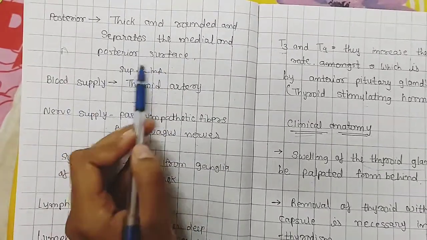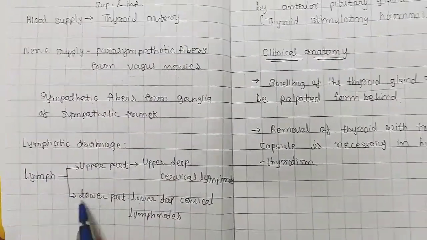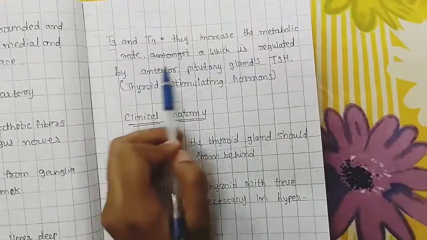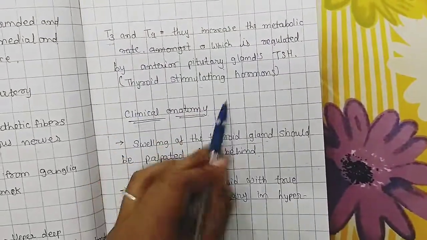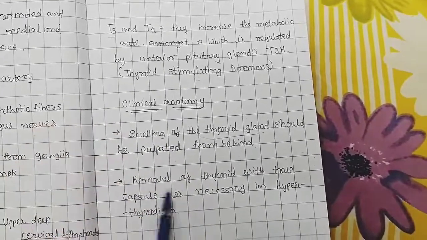Blood supply: superior and inferior thyroid arteries. Then we have seen nerve supply and lymphatic drainage, which is through the cervical lymph nodes. Then we have seen T3 and T4 functions, and in clinical anatomy we have seen swelling of the thyroid gland and removal of the thyroid gland.